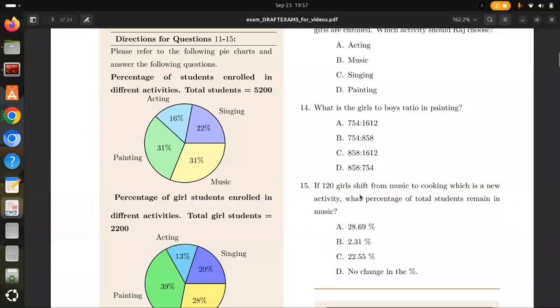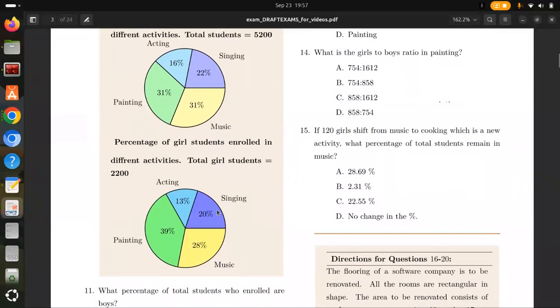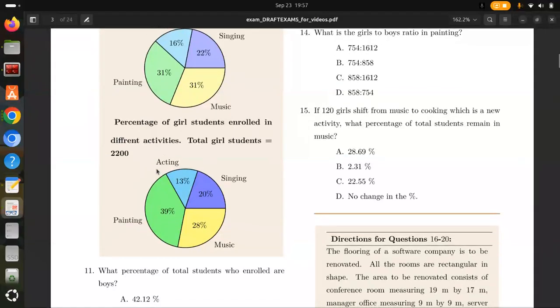First, I will show you the question on the screen. Maybe you can pause it, and then later you can try to solve the questions yourself and compare your answers with my answers. So first, you can see here there is a pie chart: percentage of students enrolled in different activities. Total students 5200, and acting, singing, music and painting are given. Similarly, another pie chart is given: percentage of girl students enrolled in different activities. The total girl students are given as 2200, and then different activities.